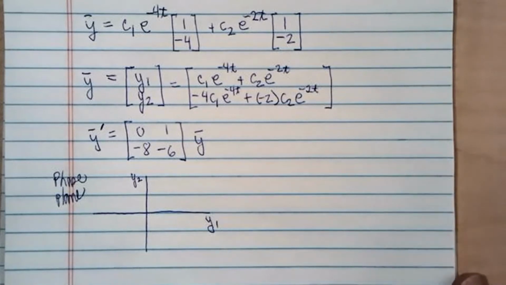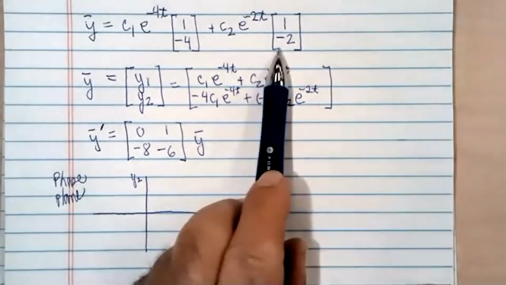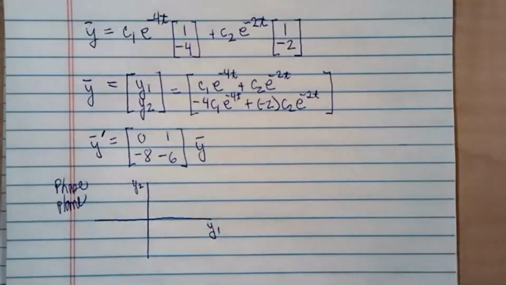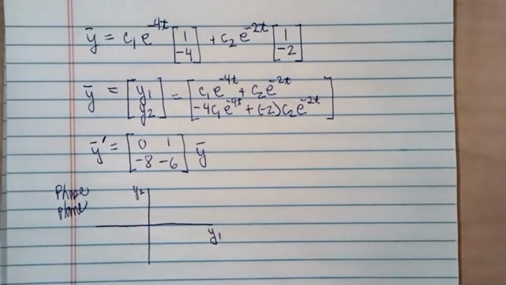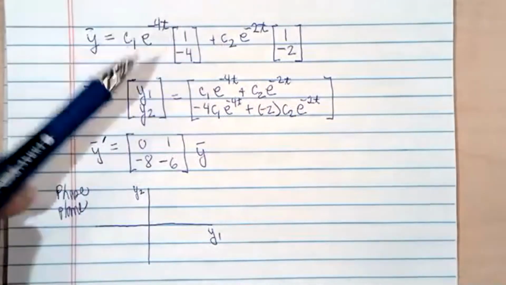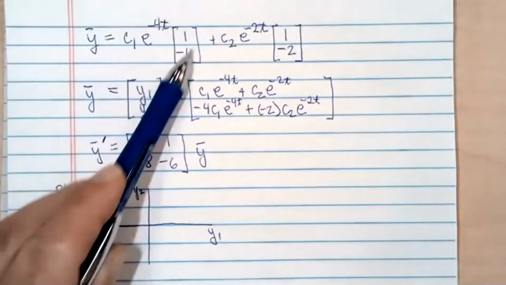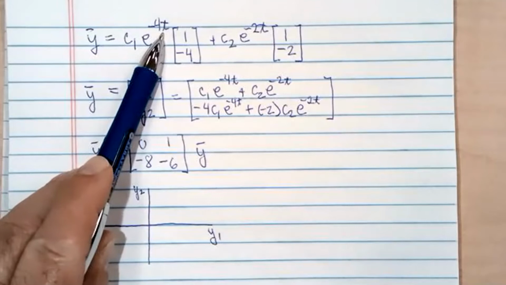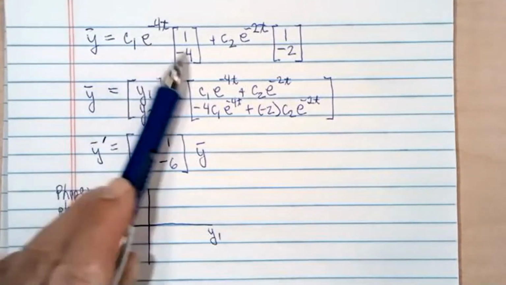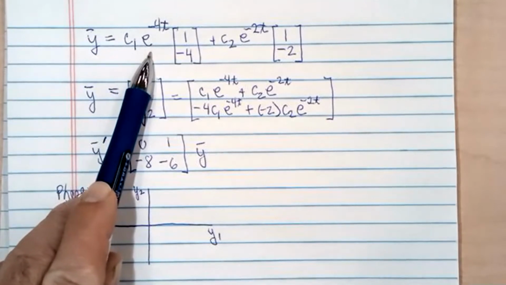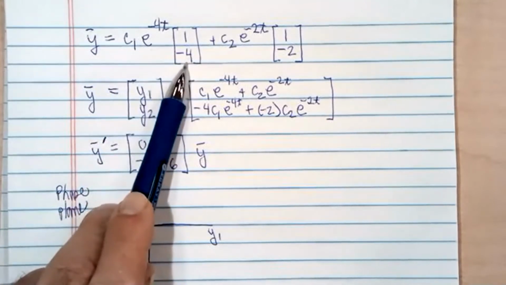Now, if you look at this form of the equation here up at the top, you could just ask yourself a question like this. What would happen if C2 were 0? So I get to just focus in on this one. Well, it's clear that as t tends to infinity, this is going to crush whatever else is in here, right? This thing goes to 0. So we're just going to get multiples of this vector.